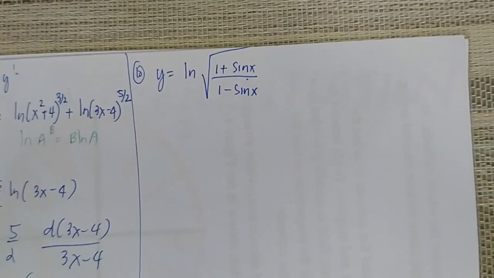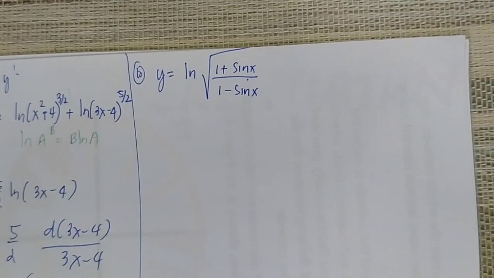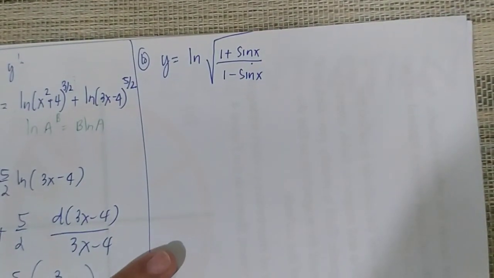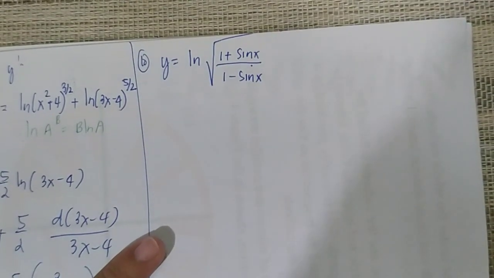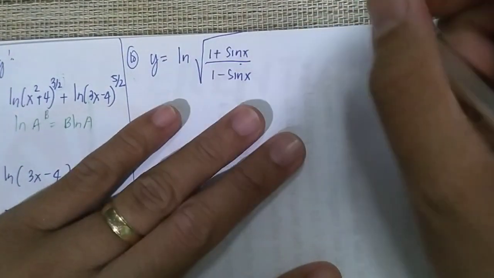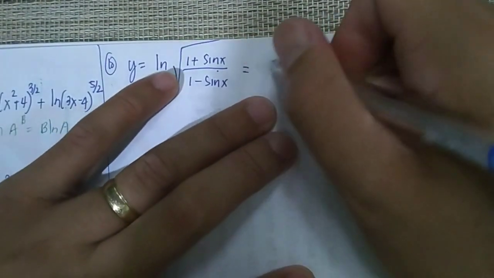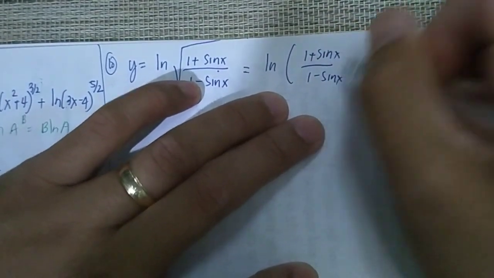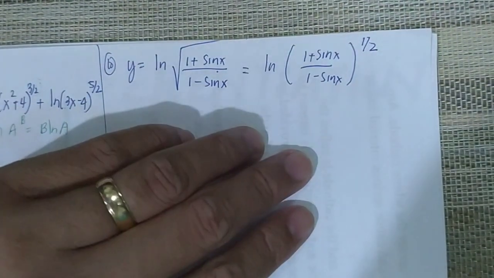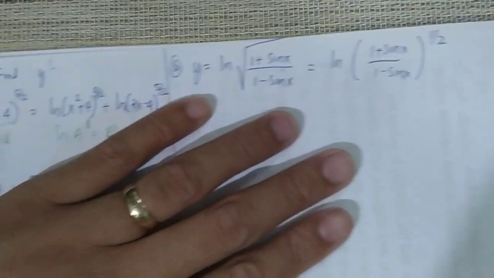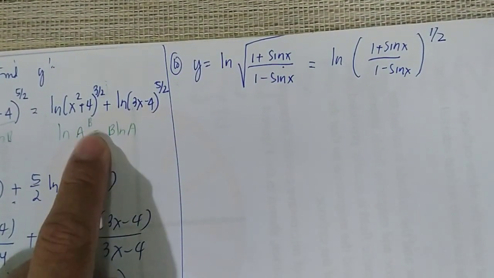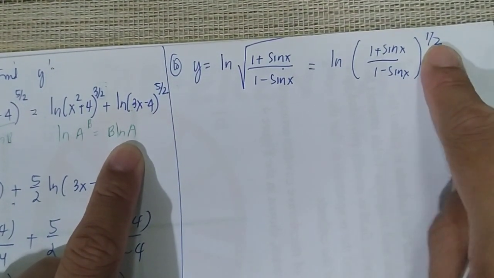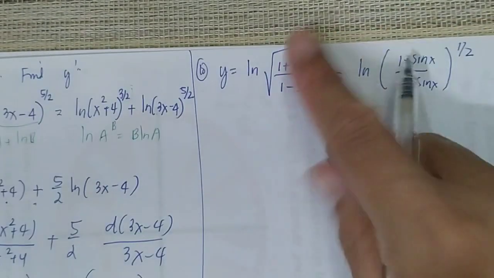Okay, let's have our last example. So, I have here ln square root of 1 plus sine x over 1 minus sine x. So, as you can see, we have ln of a square root. So, using the properties of logarithms, we can rewrite this as ln of 1 plus sine x over 1 minus sine x, raised to 1/2, since square root is associated with a fractional exponent 1/2. So, we will use the rule ln a raised to b is b ln a. So, that 1/2 just moves to the front.